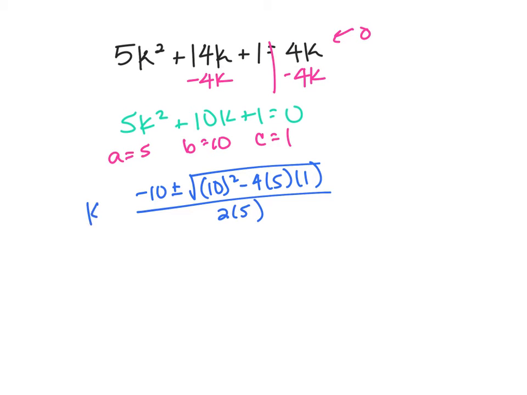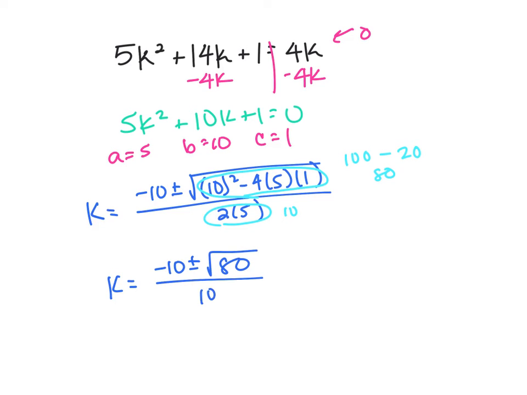And our variable this time is k, so that's what we're solving for. Just as before, this is the same process. We do the square root first, and this is going to determine our type of answer. So 10 squared is 100 minus 4 times 5 is 20. So under that square root, we are getting 80. Other part, 2 times 5 is 10. So this gets us to negative 10 plus or minus square root of 80 all over 10.